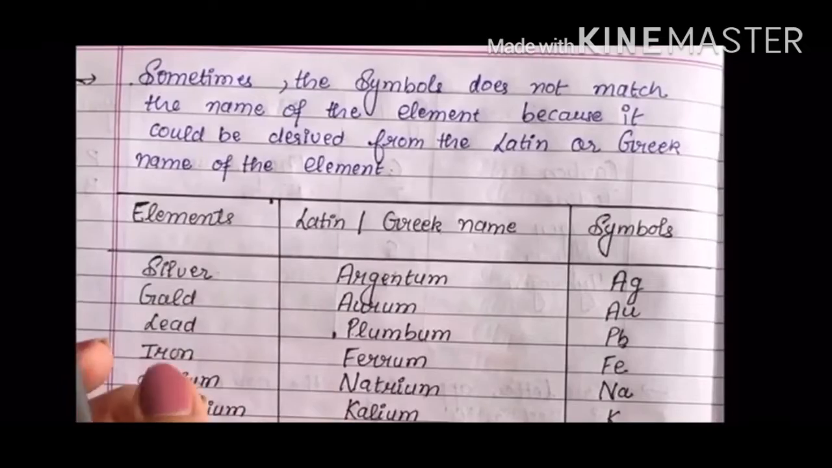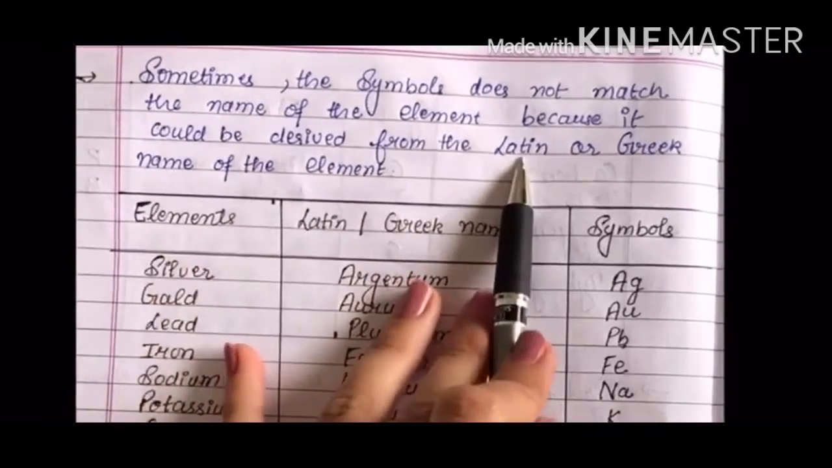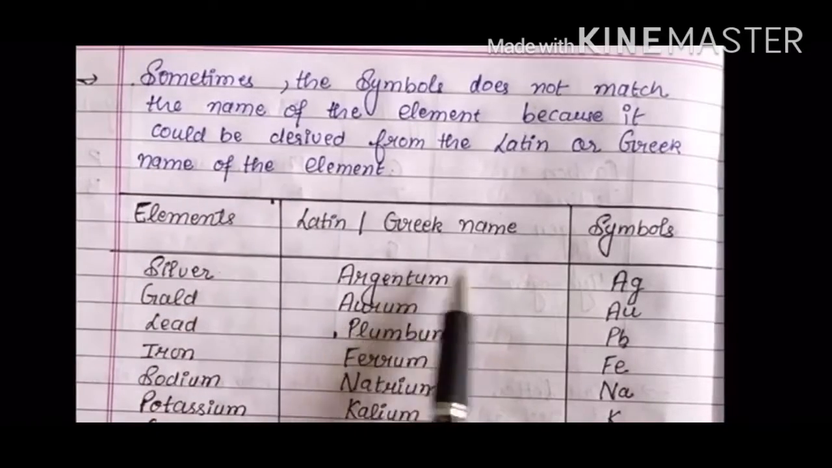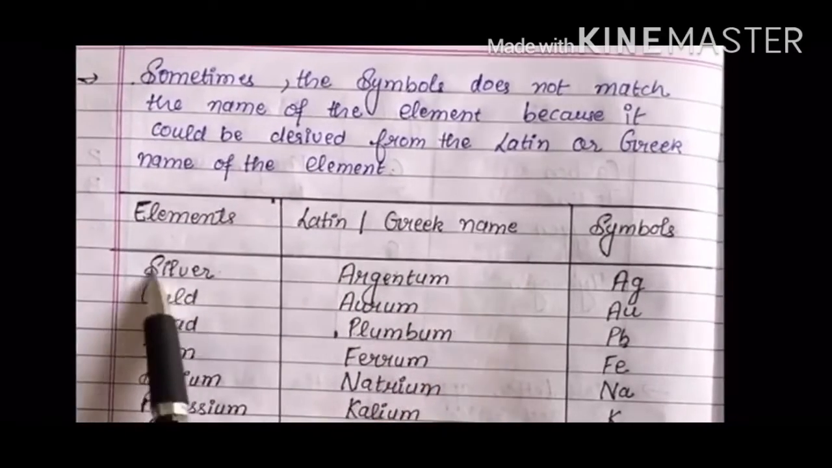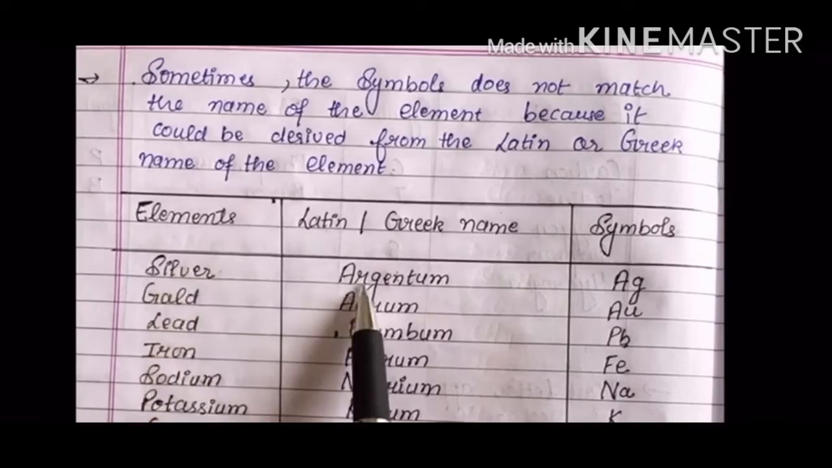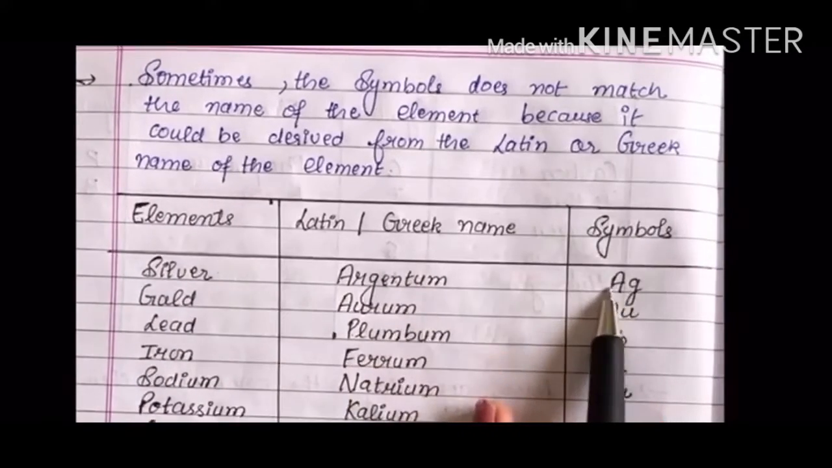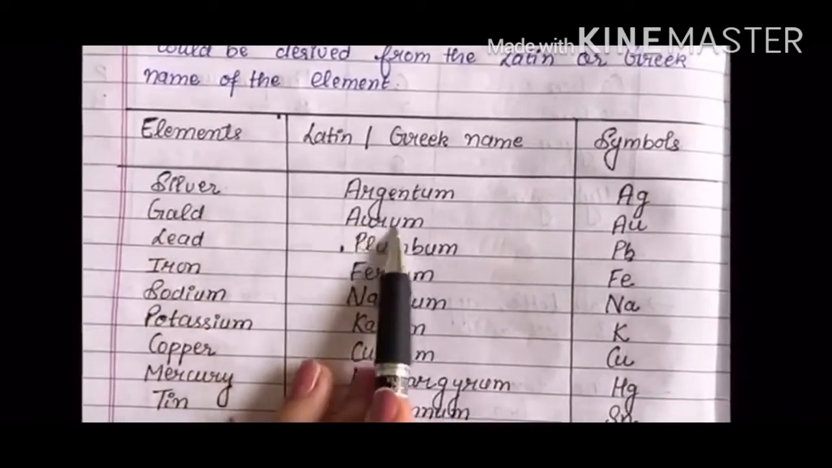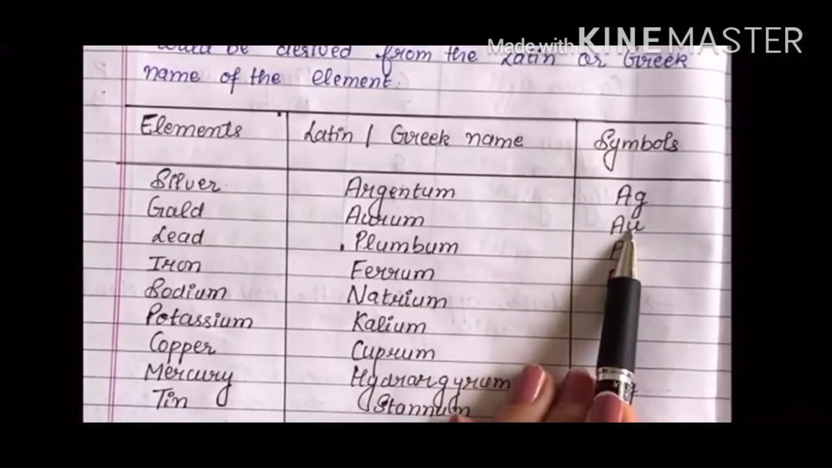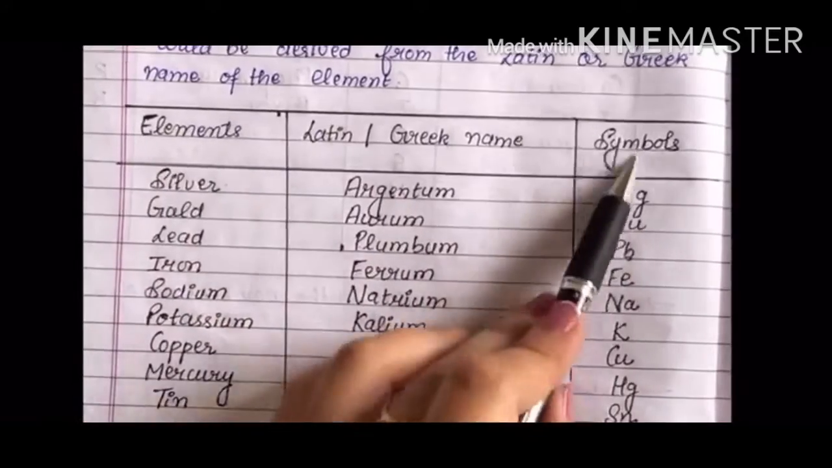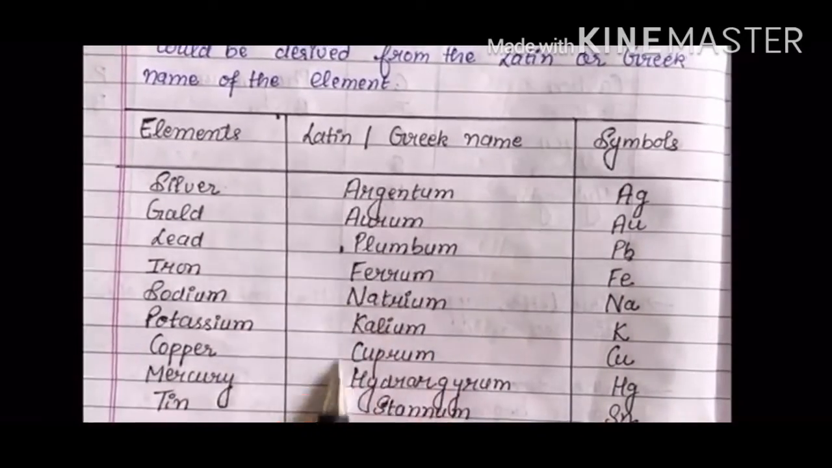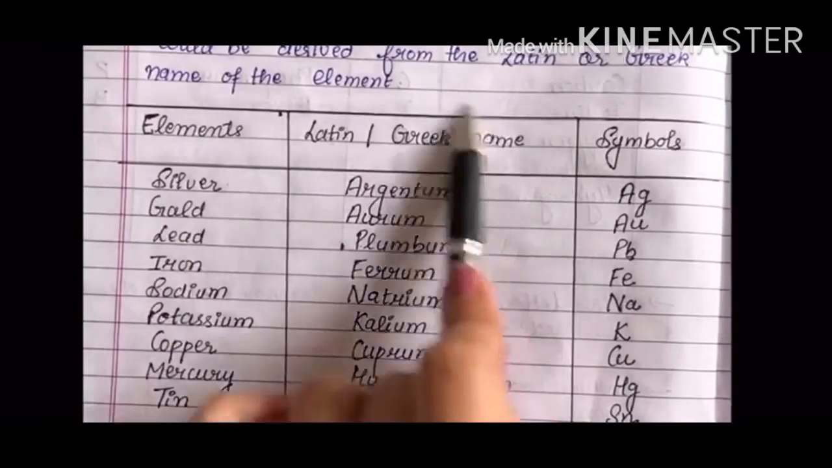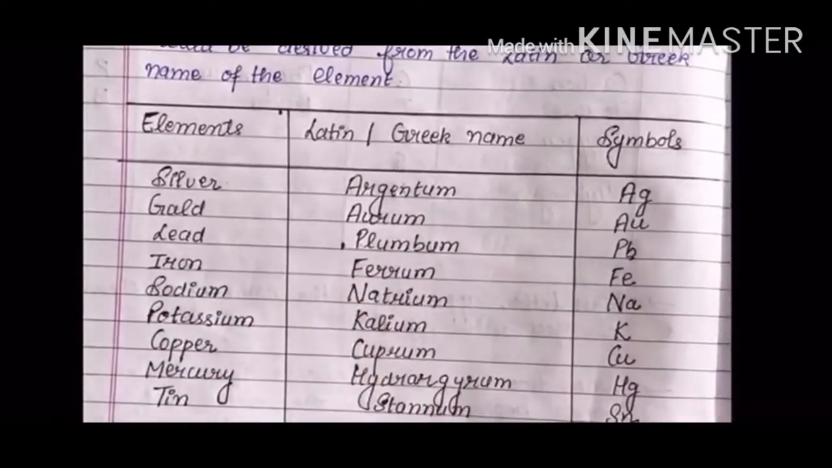In that case, these symbols are derived from the Latin or Greek names of the element. For silver, the Latin name is argentum, so the symbol is Ag. In this way, gold is aurum and the symbol is Au. So these symbols are derived from these Latin words, not from the English element names. So you have to learn these names also.